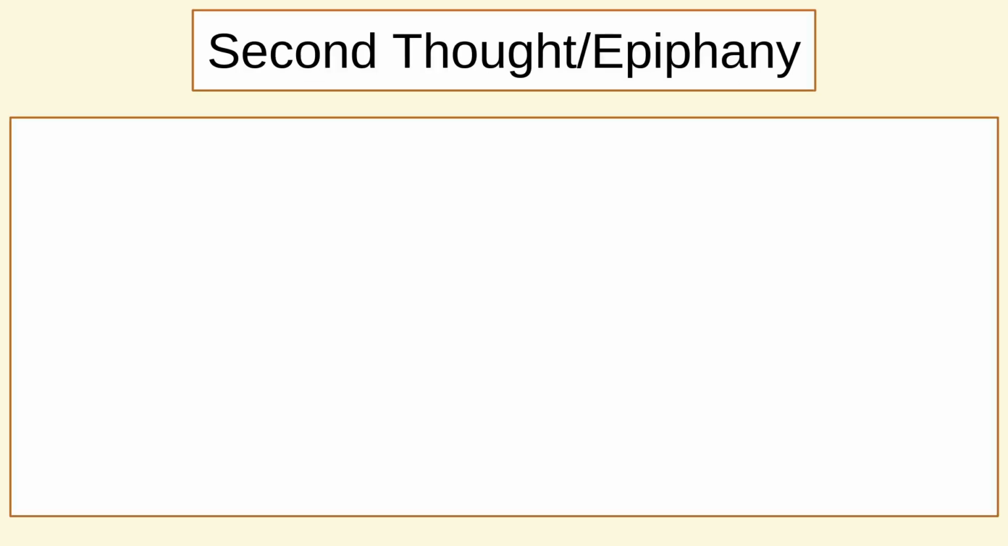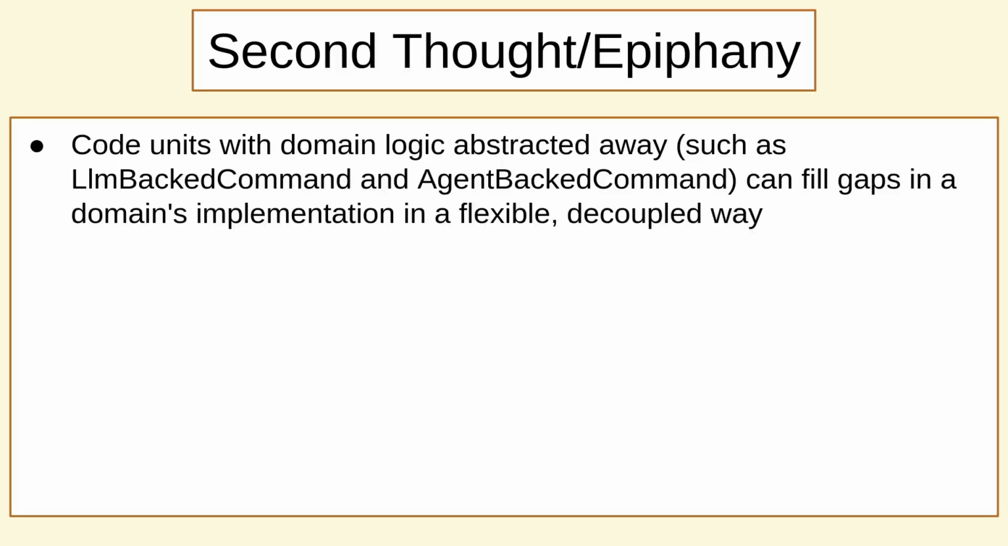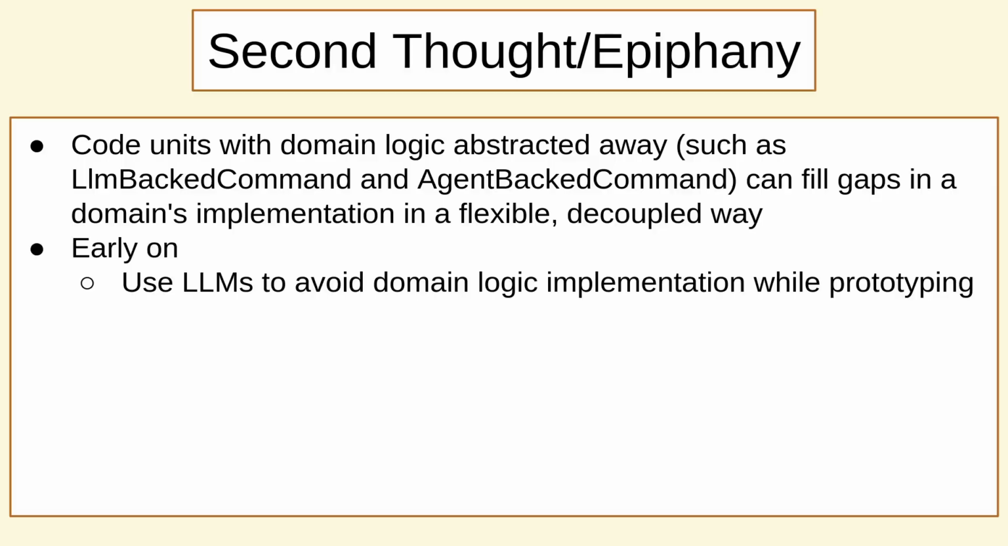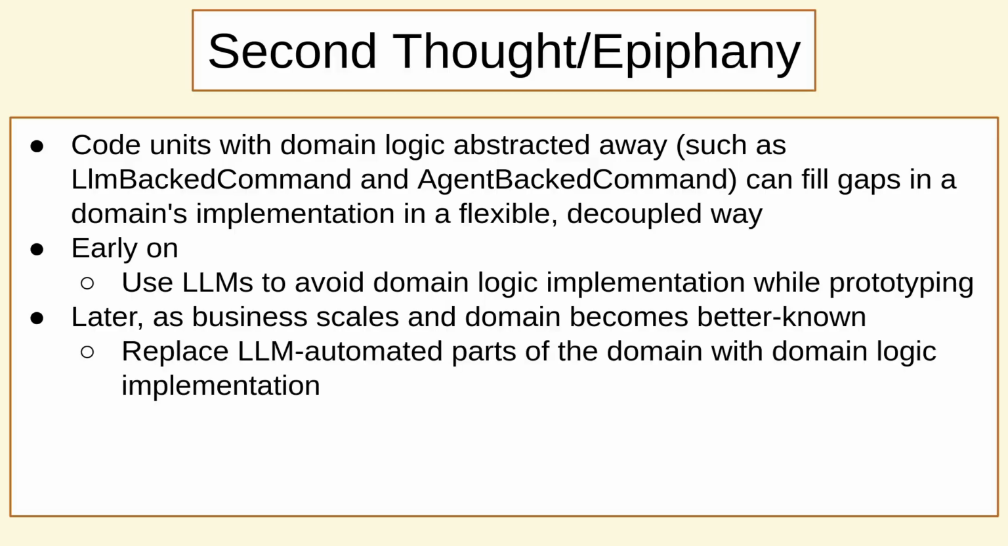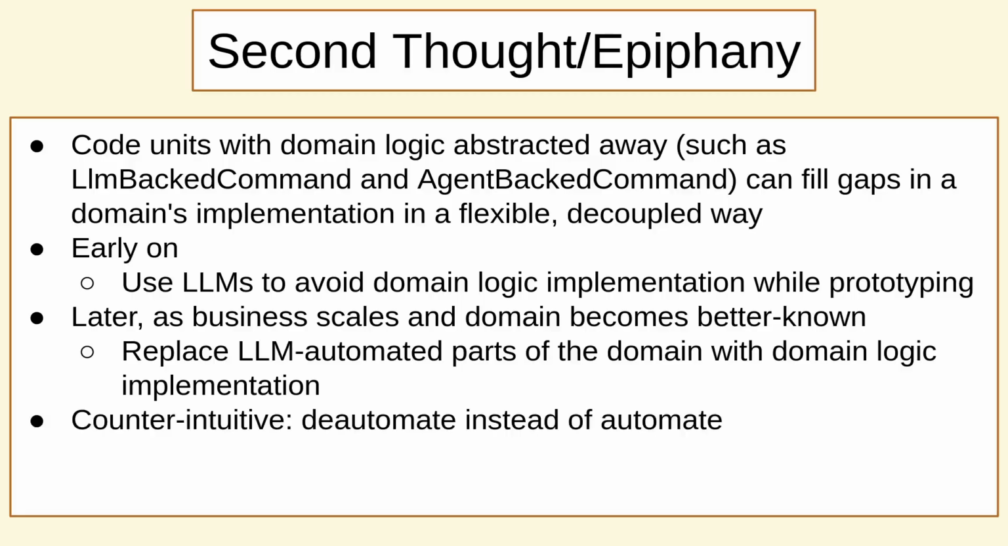So the second epiphany that I've had thinking about this is that code units whose domain logic has been abstracted away, such as AgentBackedCommands, can be used to fill in gaps in a domain's implementation in a flexible, decoupled way. So maybe there's a future where early on, we use LLMs to avoid domain logic implementation while prototyping. And then later, as the business scales and the domain becomes better known, we replace the LLM automated parts with actual domain logic implementation. And this is interesting to me because it's counterintuitive. We're deautomating as we go instead of automating.